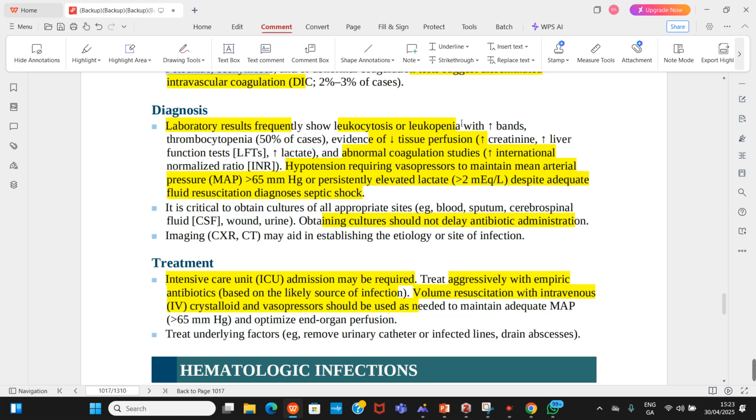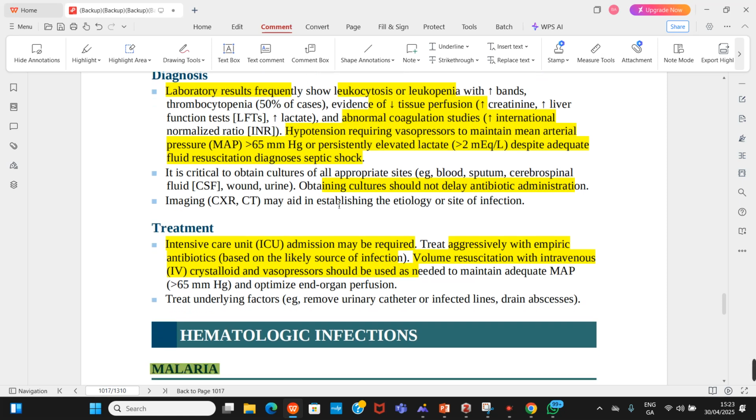And of course, you will have found a focus for the infection. So the person will have fulfilled the SIRS criteria, seeing leukocytosis or leukopenia, increased respiratory rate, reduced blood pressure, then a need for vasopressors to maintain arterial pressure of more than 65. Or you do your labs, you see that the lactate becomes elevated to more than 2 persistently, despite giving fluid. You know that this person is having septic shock, either from a UTI or from a pneumonia or from whatever focus.